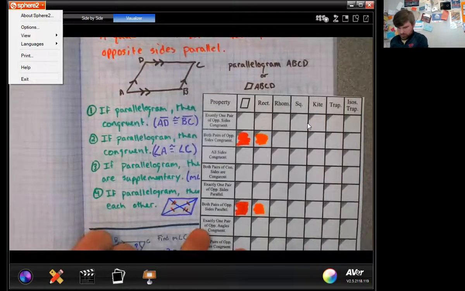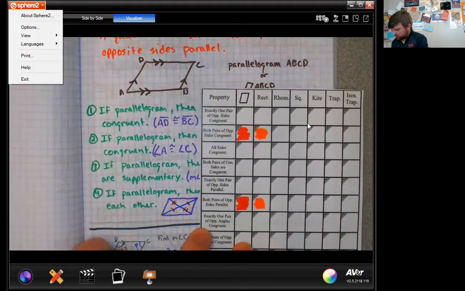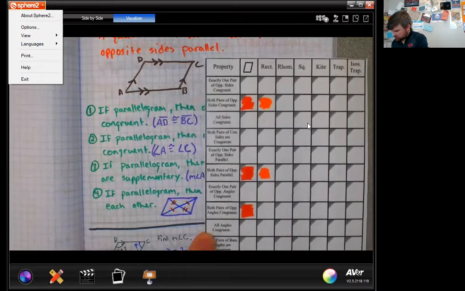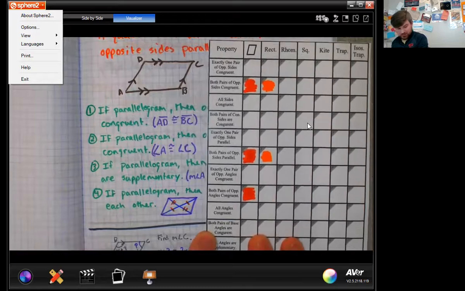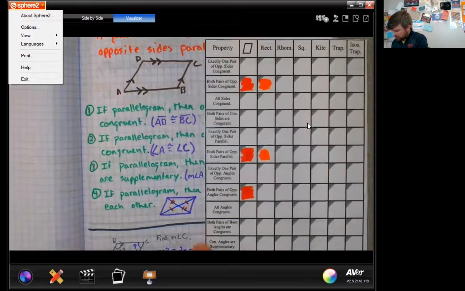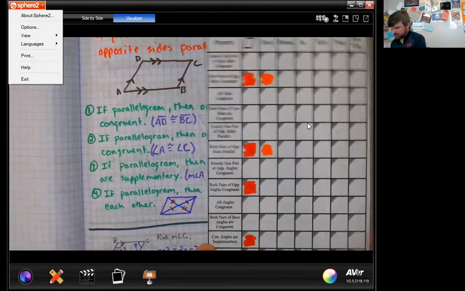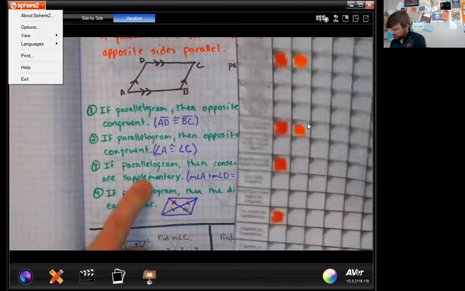Exactly one pair of opposite angles congruent? No, both pairs. So both pairs of opposite angles are congruent. Yes. All angles congruent? No. Both pairs of base angles congruent? No. Consecutive angles are supplementary? Yeah, that's add to 180. We have that right here on number 3.